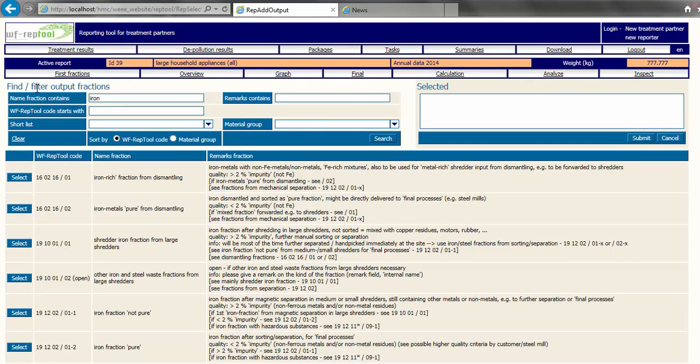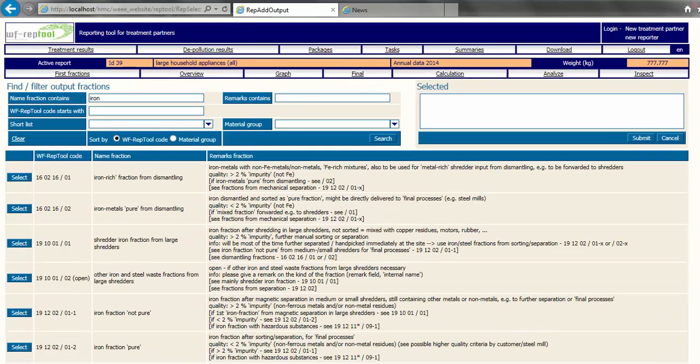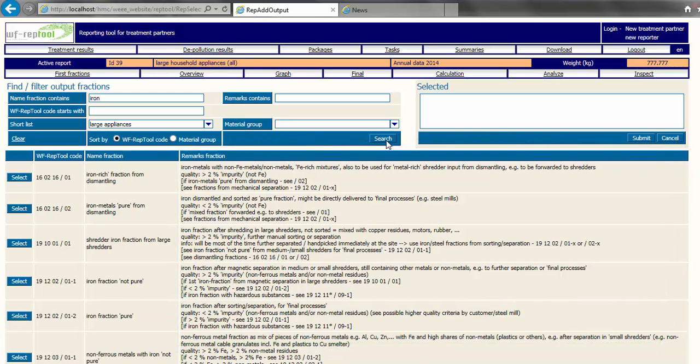Here you will see the order of treatment of 16 iron fractions from dismantling, 1910 iron fractions from shredding, and 1912 fractions of or with iron after further separation. Iron fractions in the short list of large appliances are more limited. Please read the remarks carefully, as they should help you to find the appropriate name for your fraction. In case, follow crosslinks given and check entries if they are more appropriate.